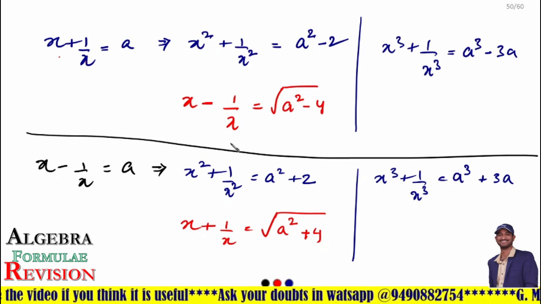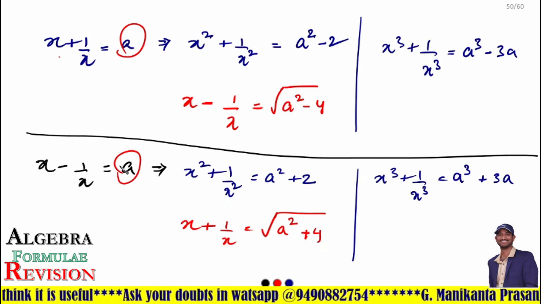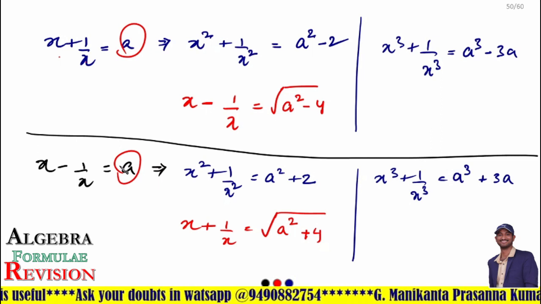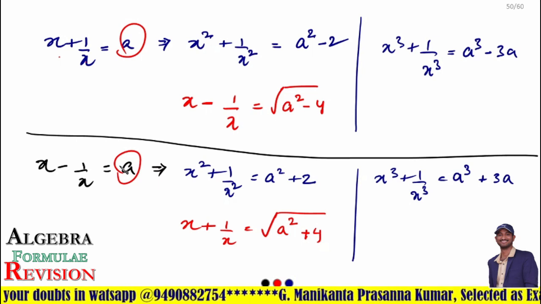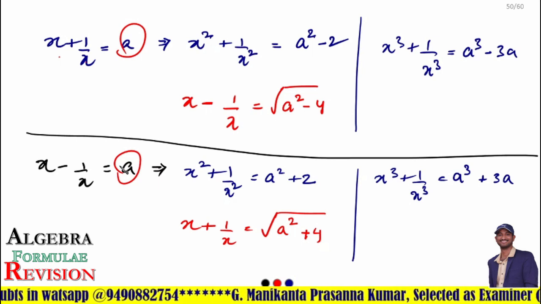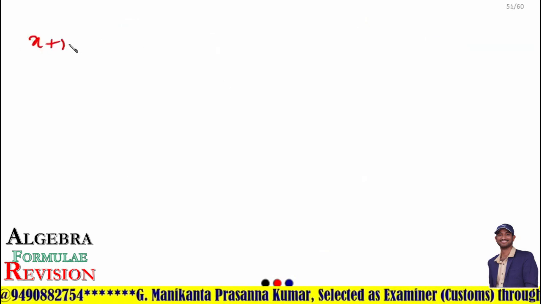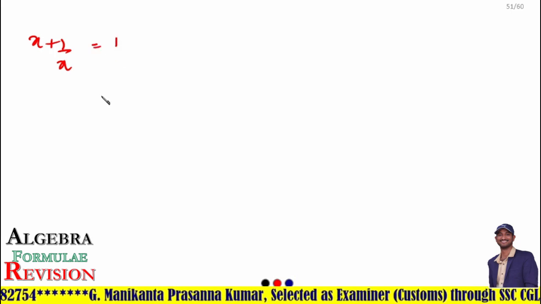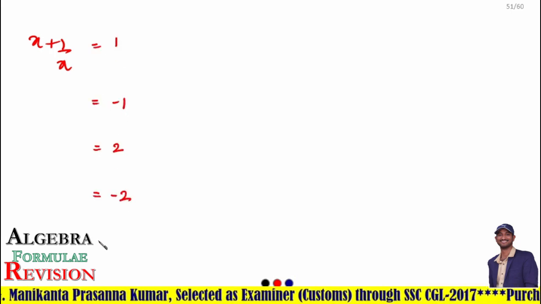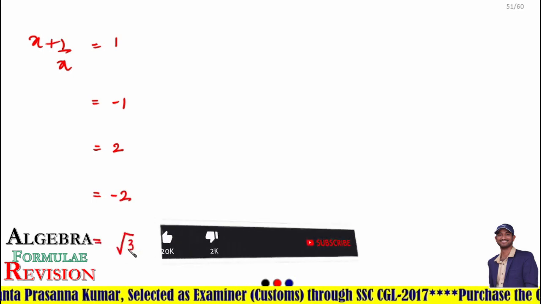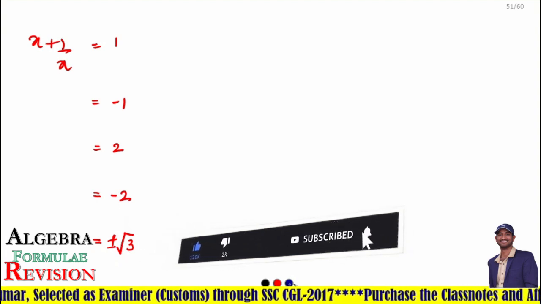Okay. If a particular value of a is given, for suppose a is 1, or a is 2, or a is minus 1, or a is minus 2, or a is root 3, then what happens? Those are also very, very important. Let's see. x plus 1 by x is 1, minus 1, 2, minus 2, or plus or minus root 3, whatever may be.